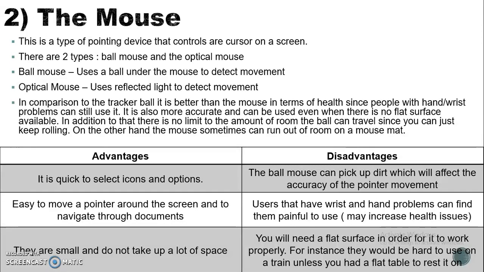The advantages of using a mouse are that it is quick to select icons and options, it's easy to move a pointer around the screen and to navigate through documents, and they are small and do not take up a lot of space. The disadvantages of using a mouse is the ball mouse can pick up dirt, which will affect the accuracy of the pointer movement.